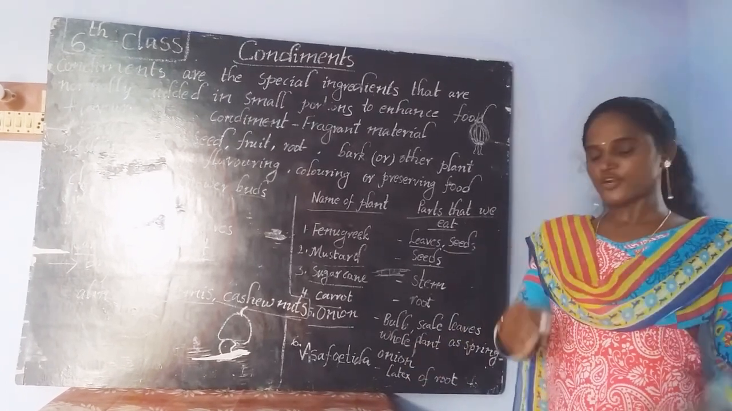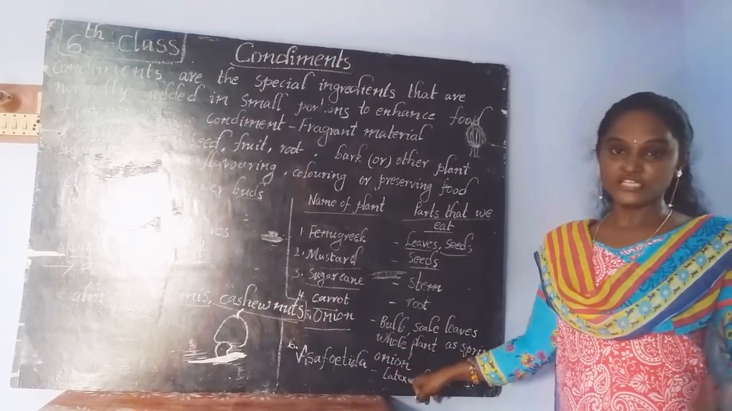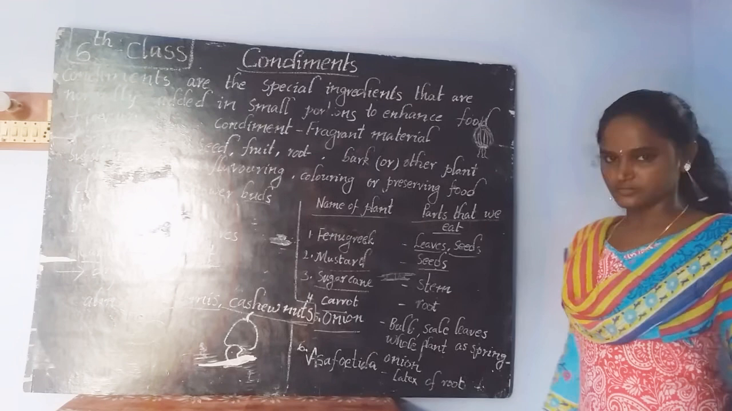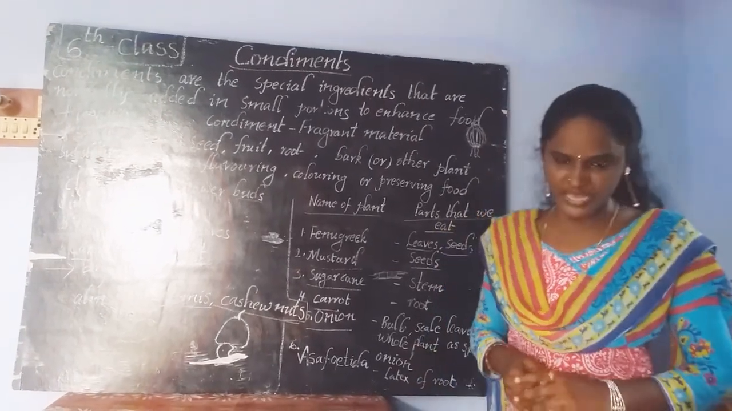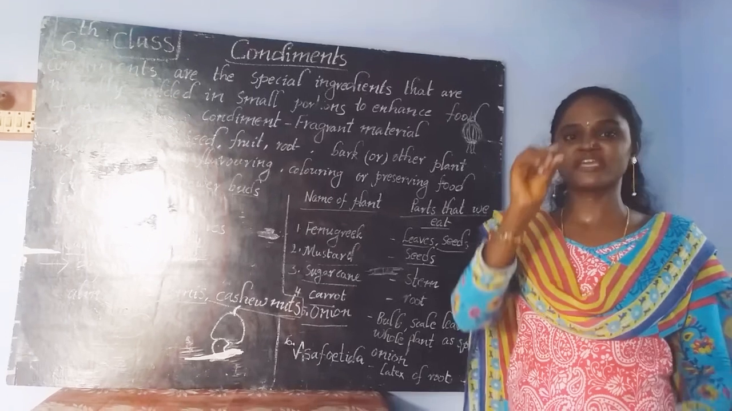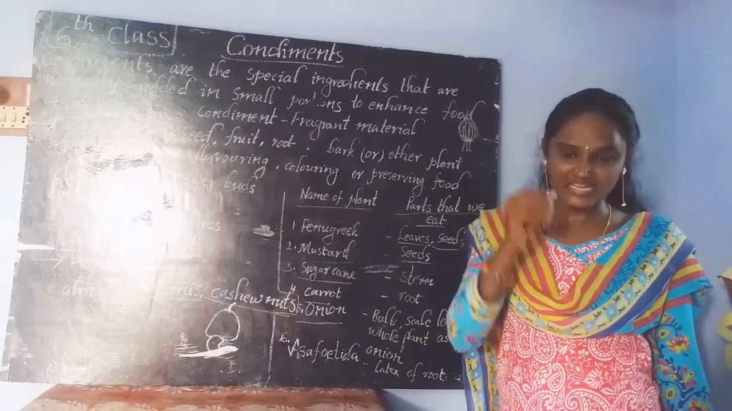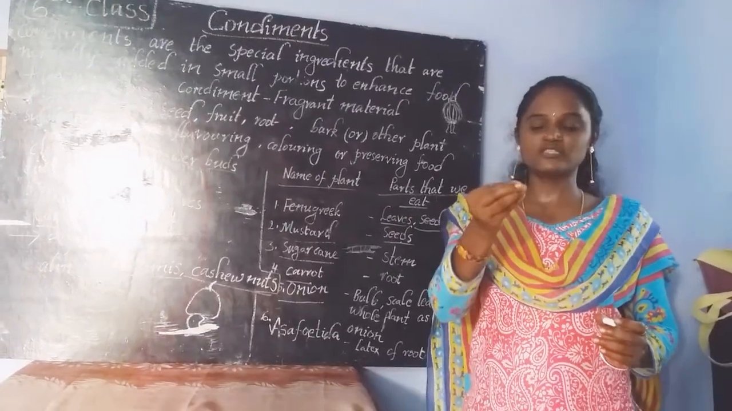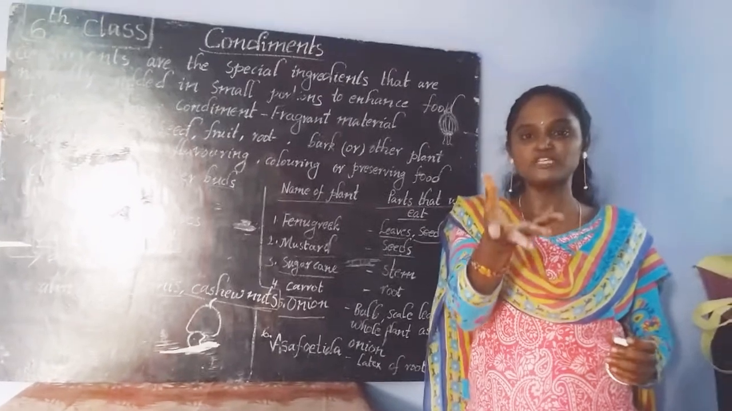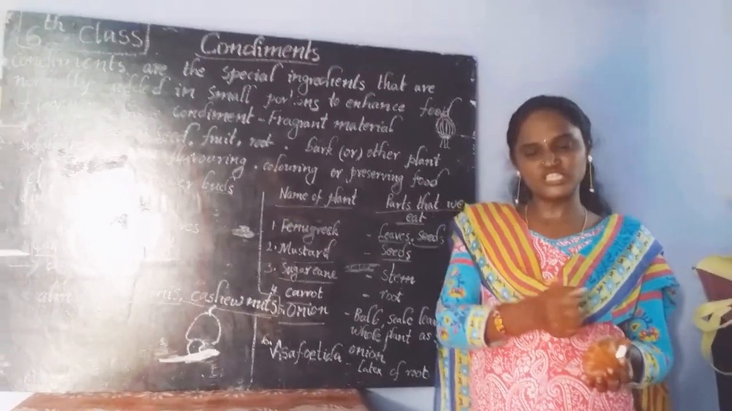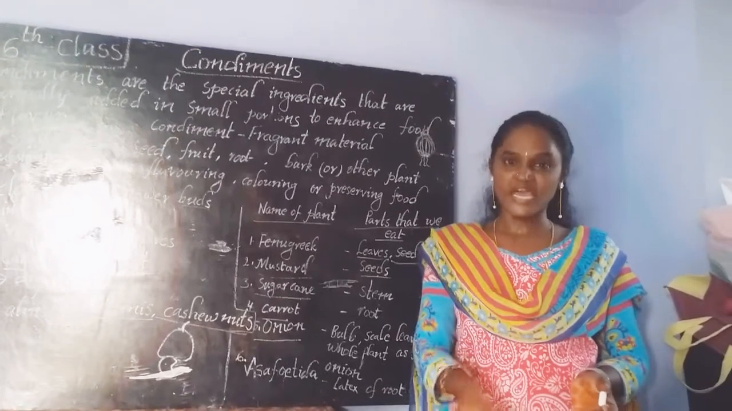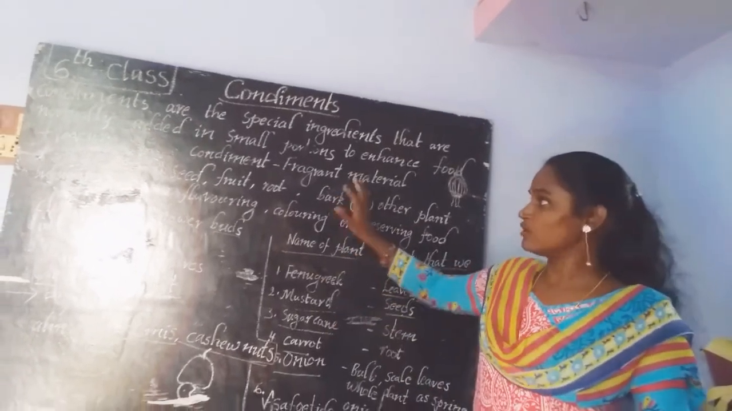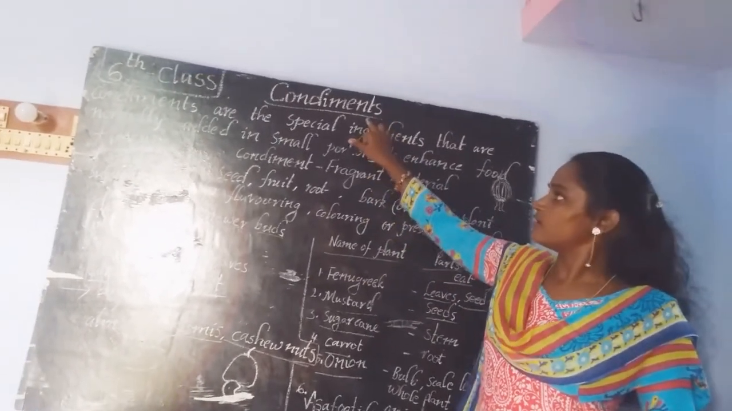What part of the asafoetida plant do we use as the powder? Here, the latex of the root. If you go to the asafoetida plant and cut near the root, we get a gummy substance. Whenever we expose that gummy substance to sunlight or air, it becomes solid, and by crushing that solid, we get a powder, and that powder form is called asafoetida. This is about today's class.